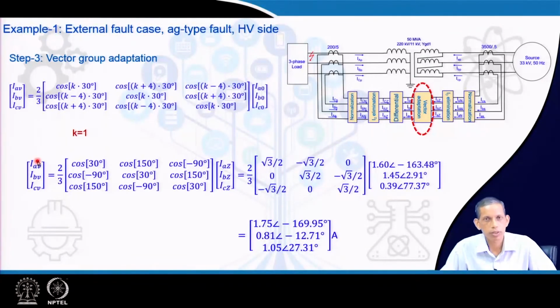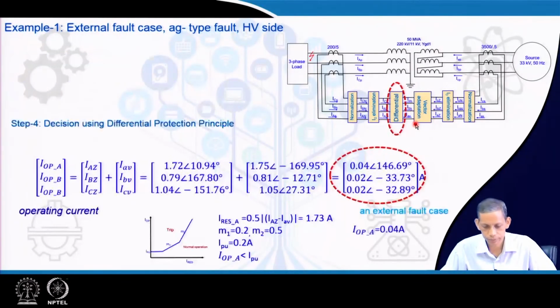So, we get the corresponding phase A current vector after the vector group adaptation, which becomes 2/3 of this matrix multiplied by the corresponding IAZ, IBZ, ICZ, which we have already calculated up to this step. By substituting the values, the corresponding currents equal 1.75, 0.81 and 1.05. These are the currents we get after the vector group adaptation, so we have reached this step from the low voltage side.